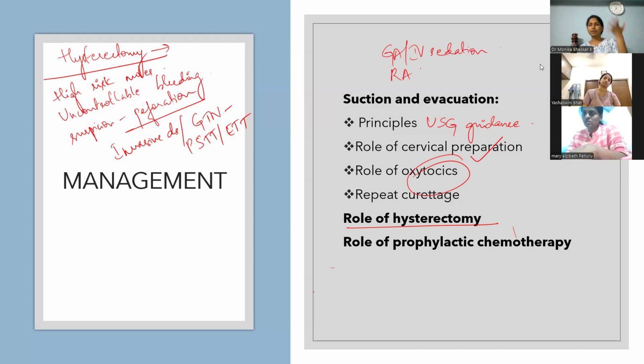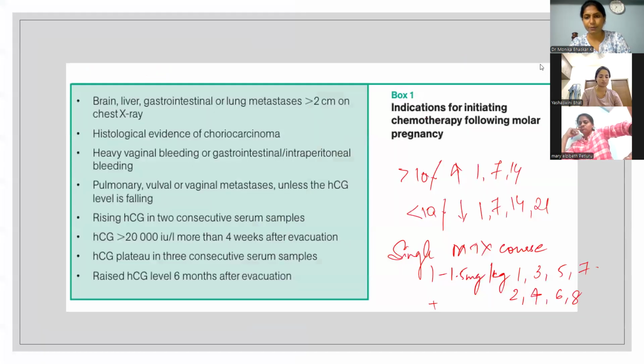So in a complete hydatidiform mole, obviously it is grape-like vesicles which can be easily removed by suction evacuation. But in a partial mole, if the fetus size is small and less than 7 weeks, you can evacuate it through the suction apparatus. But if the fetus size is more, then you cannot do a suction evacuation. That time you have to do a medical abortion or medical management. Okay, and post evacuation, for both suction evacuation in complete mole and medical abortion, we have to do a sharp curettage, which is very important. So role of hysterectomy, I told you. Role of prophylactic chemotherapy, I told you.